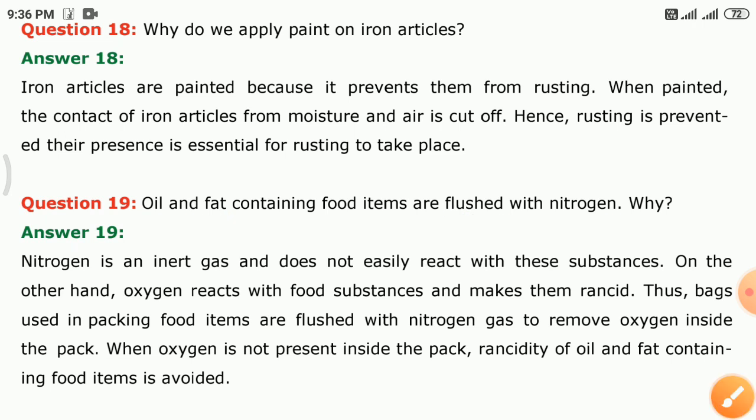So what should we write here? Nitrogen is an inert gas and does not easily react with these substances. On the other hand, oxygen reacts with food substances and makes them rancid. Thus, bags used in packing food items are flushed with nitrogen gas to remove oxygen inside the pack. When oxygen is not present inside the pack, rancidity of oil and fat containing food items is avoided.